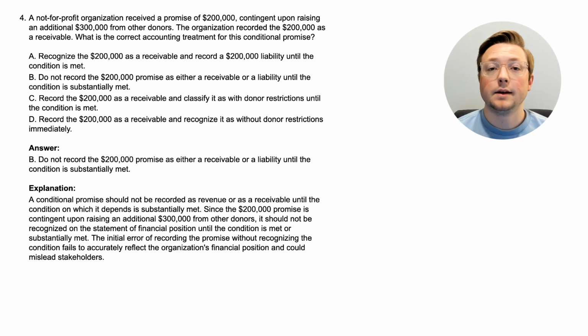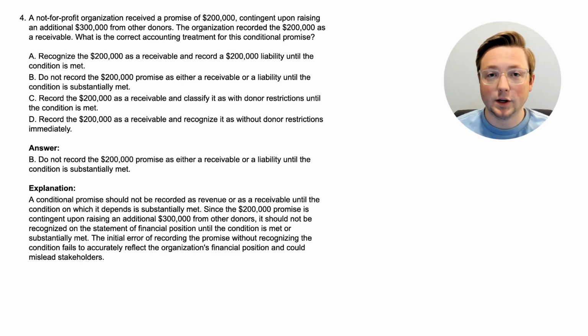Now, on the flip side, if you had received the $200,000 and there is that contingency that you can keep the $200,000 if you raise another $300,000, that's where you would record the $200,000 as a liability, because if you don't raise the other $300,000, you would have to give that money back. But if no money has been given to you yet, it's just a promise, and you haven't met the condition, you don't record it as a receivable or a liability yet, because you haven't met the condition and you haven't received money. That one is probably one of the more confusing things, but we've talked about it in the previous video. So this was just a refresher on how that works and where somebody recorded it incorrectly.